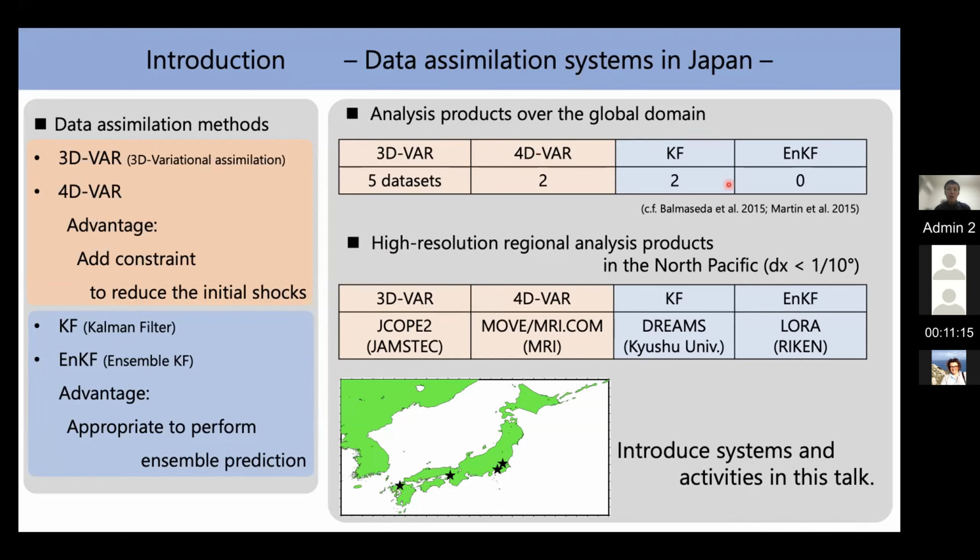This table summarizes the number of analysis products over the global domain. We can see that the 3D-Var system is the most commonly used among these data assimilation methods, and there is no Ensemble Kalman filter-based data set. Unfortunately, Japan has a high-resolution regional analysis product for each assimilation method in the North Pacific region: the JCOP 3D-Var system, JCOP2 from JAMSTEC; the 4D-Var system, MOVE-MRI.COM from the MRI; the Kalman filter system, DREAMS from Kyushu University; and the Ensemble Kalman filter system, LORA from RIKEN. Today, I would like to introduce these systems and activities in this talk.